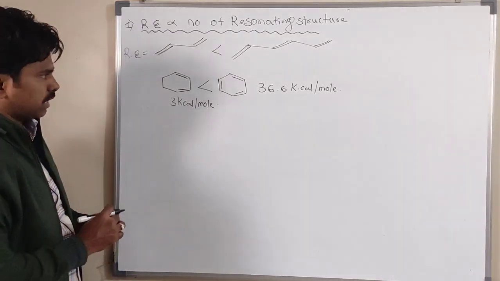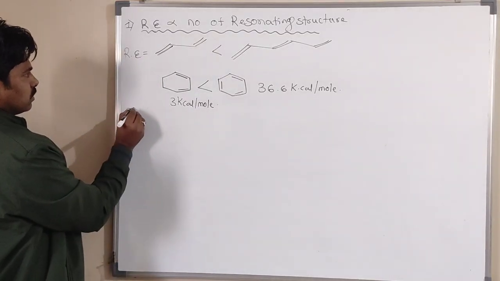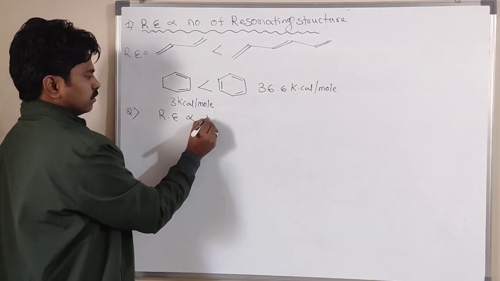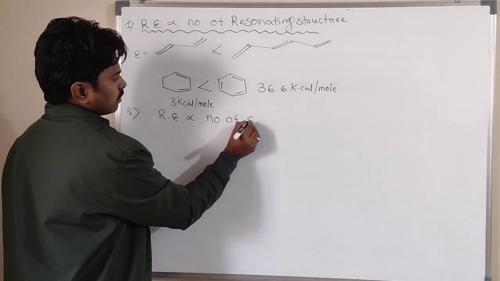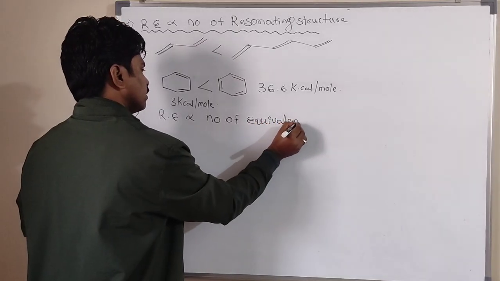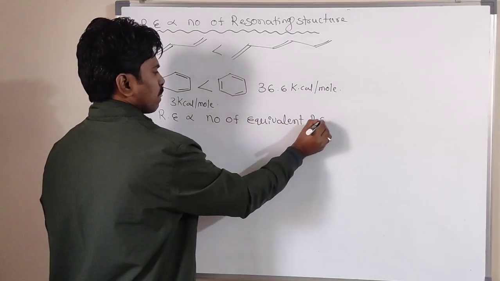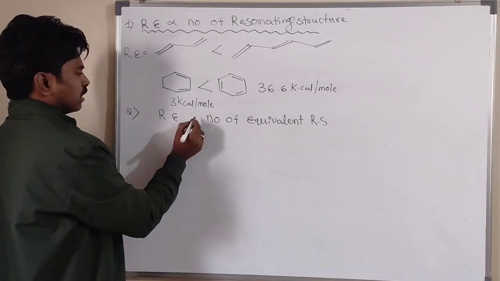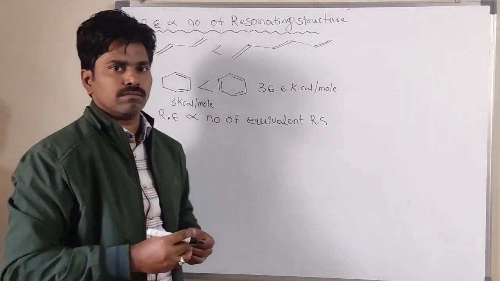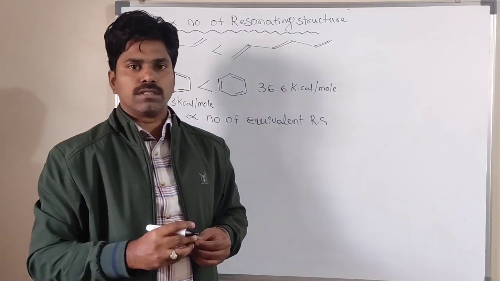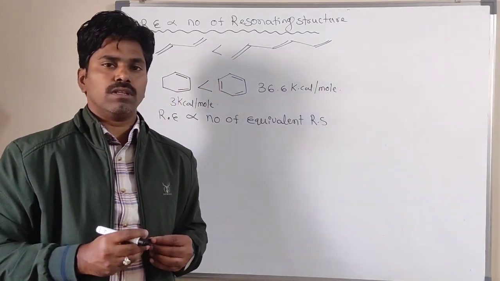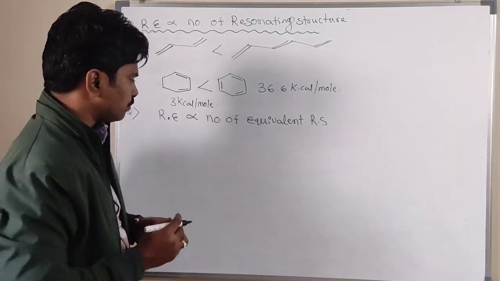Understood? Right. So come to the second point. Resonance energy is directly proportional to the number of equivalent resonating structures. We know that in equivalent resonating structures, the energy is the same. Okay, the energy is the same in all the resonating structures. That is called equivalent resonating structures.